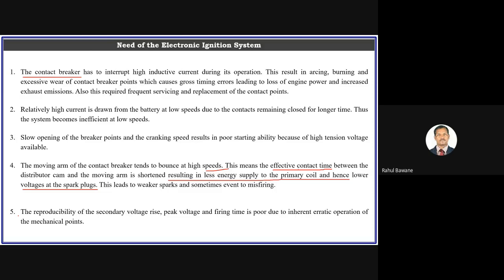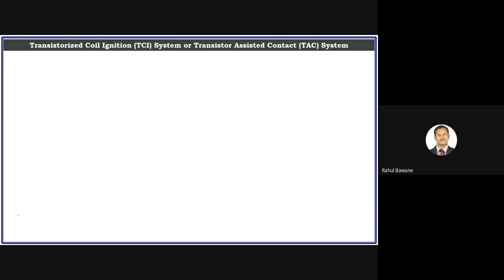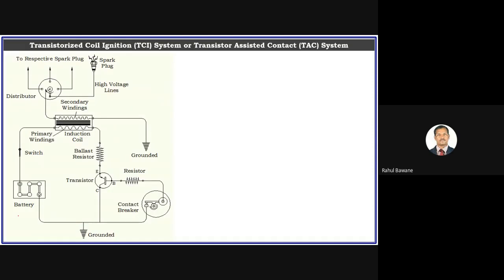That means opening, closing, lag period, delay period, then replacement of parts, and it has a spring. After some time we observe that the spring stiffness has changed. So all these factors affect the contact breaker point system. So we replace this and convert the conventional ignition system to an electrical ignition system. There are two kinds of electrical ignition system: the transistorized coil ignition, called the TCI system, also called the transistor assisted contact, TAC system.